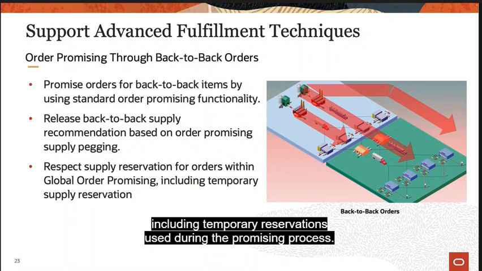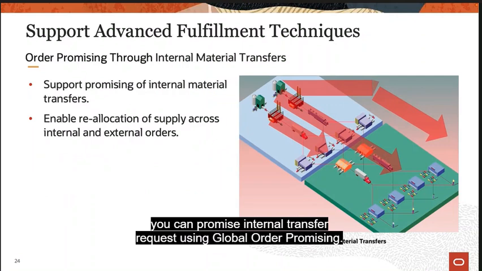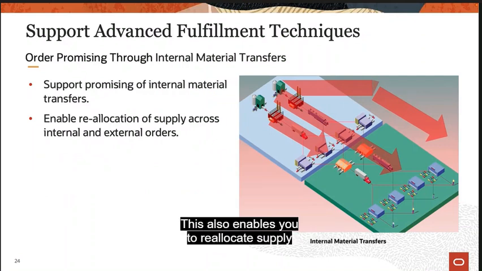With order promising through internal material transfers, you can promise a request using global order promising. This also enables you to reallocate supply across both internal requests and external customer orders when priorities change.